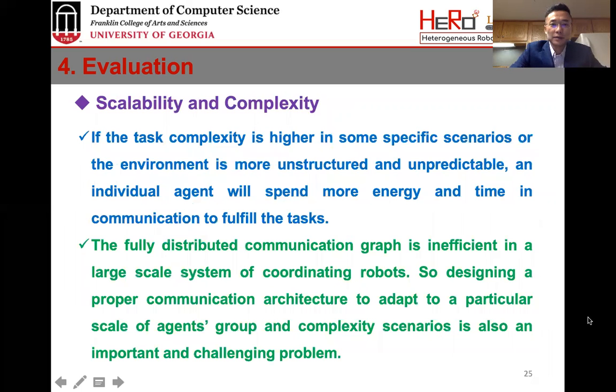And through this experiment, we found that if the task complexity is higher in some specific scenario, or the environment is more unstructured and unpredictable, the individual agent will spend more energy and time in communication to fulfill the task. The other finding is that the fully distributed communication graph sometimes is inefficient in a large-scale system of coordinated robots.